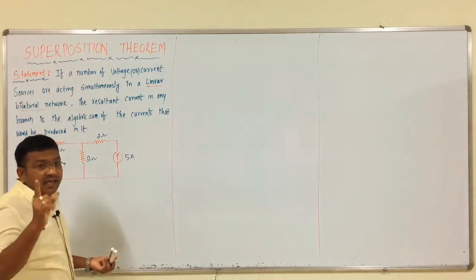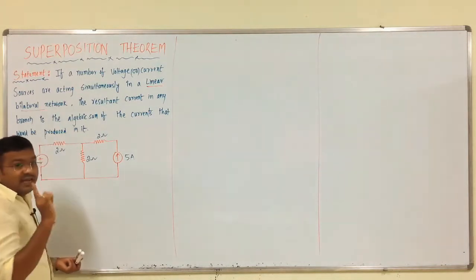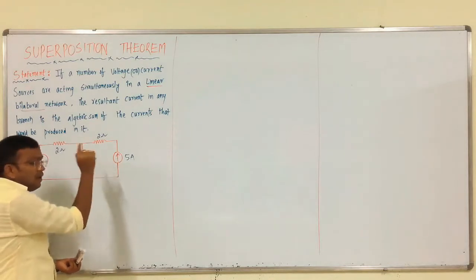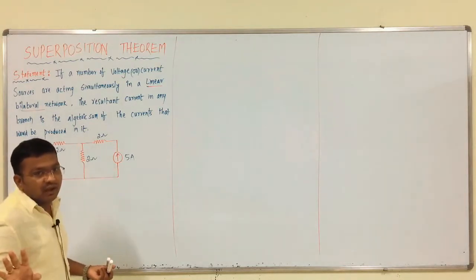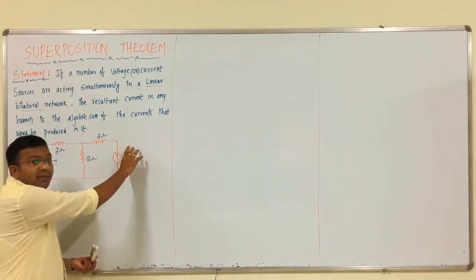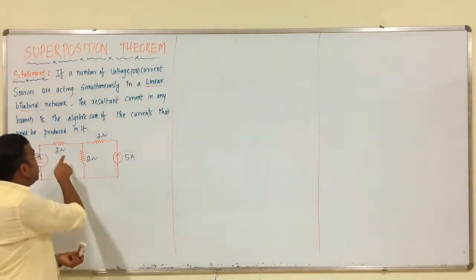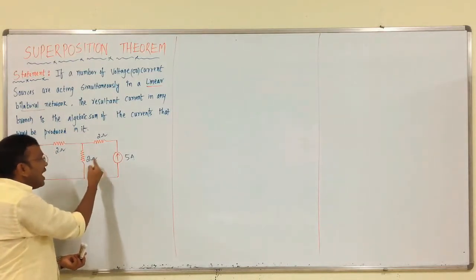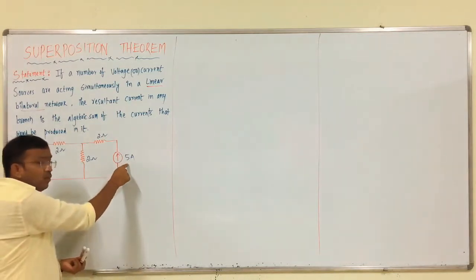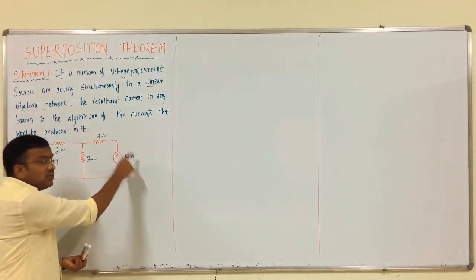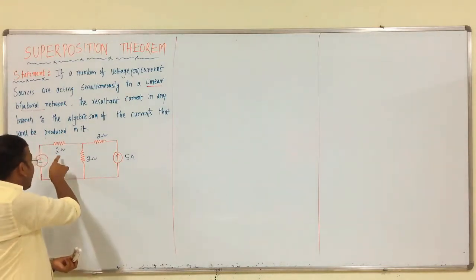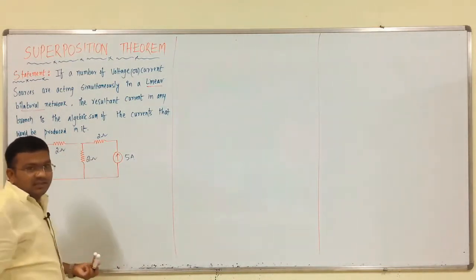In any case, we are going to activate one source, whether it is a voltage source or a current source. For example, in case 1, we activate this 10 volts voltage source and deactivate this 5 amperes current source. Then calculate the branch currents in this branch as well as this branch. That is case 1. In case 2, we activate this 5 amperes current source and deactivate this 10 volts voltage source. Then calculate the corresponding branch currents of these 3 branches.